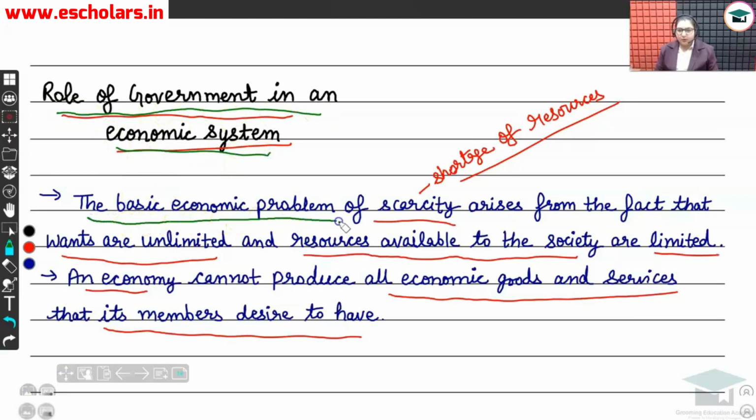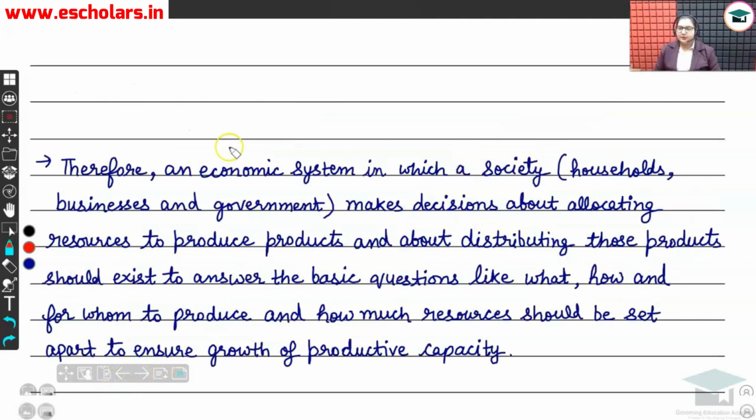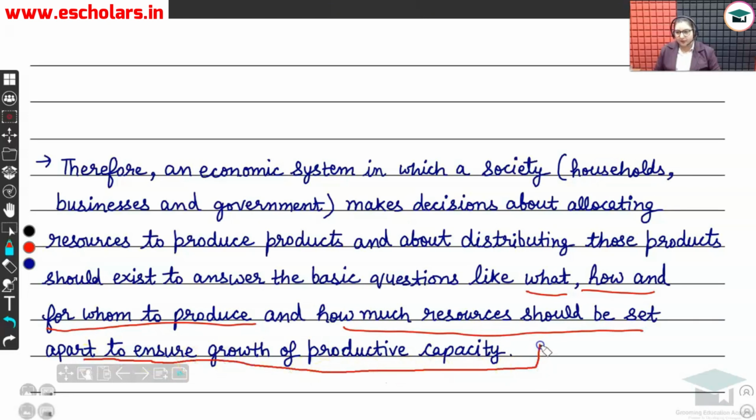The basic economic problem of scarcity arises from the fact that wants are unlimited and resources available to the society are limited. An economy cannot produce all economic goods and services that its members desire to have. So, as just discussed, the scarcity of resources creates a need for decision making about what, how and for whom to produce and how much resources should be set apart to ensure growth of productive capacity.